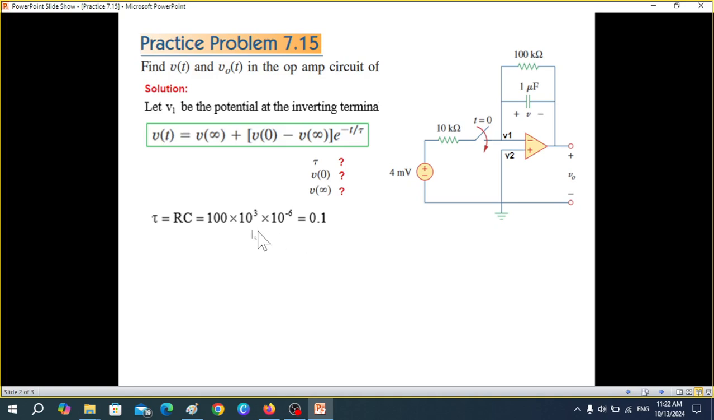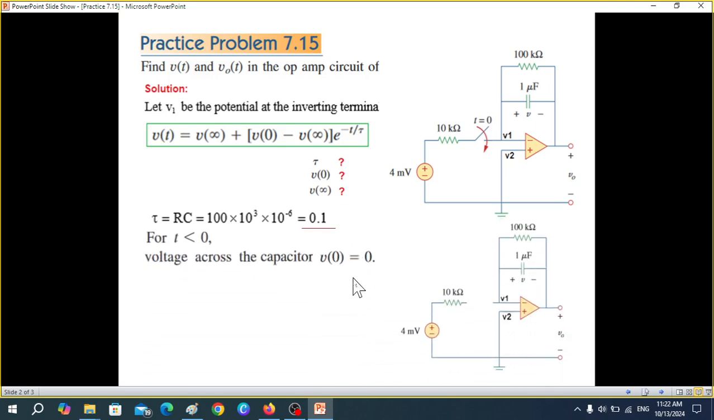First of all, tau is the time constant, which is equal to R times C. And R is basically the resistance across this capacitor. So 100 kilo multiplied by 1 microfarad will give us 0.1 second. So one parameter we have found.